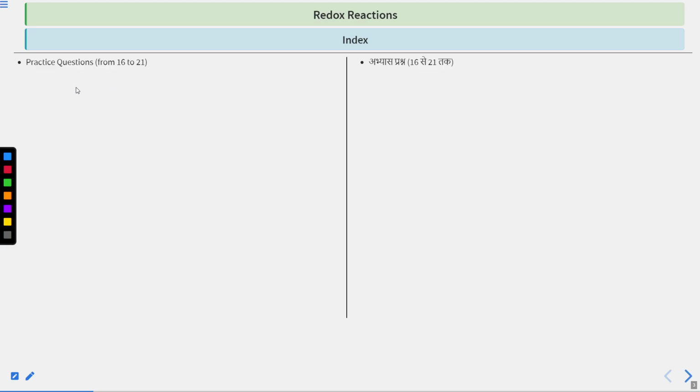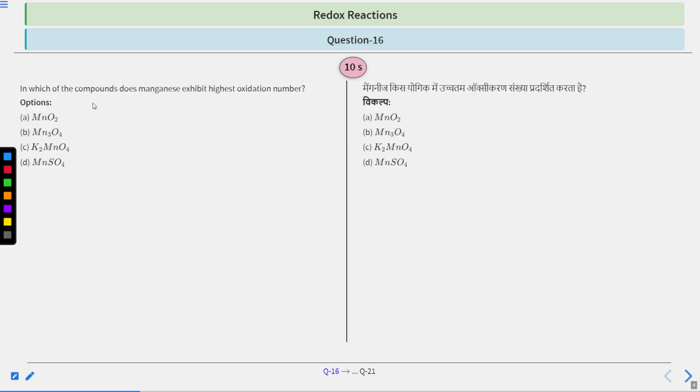So this is the index slide, and we are going to see some practice questions from question number 16 to question number 21. Let's start with question number 16. In which of the compounds does manganese exhibit the highest oxidation number? We have to tell in which compound manganese exhibits the highest oxidation number. Options are MnO2, Mn3O4, K2MnO4 or MnSO4. You have 10 seconds to solve this question. After that, we will see the answer.